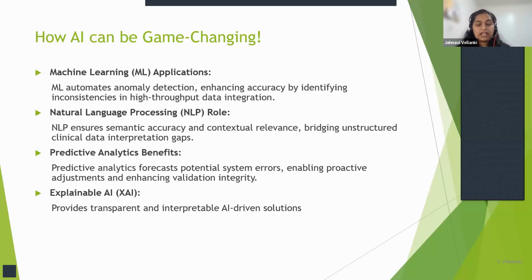So the predictive analysis can help you prepare and proactively make the adjustments as needed. Explainable AI is basically it provides transparent and interpretable AI-driven solutions. This model is auditable, which is crucial for regulatory compliance. It ensures that the stakeholders can understand why a model flagged a certain data or predicted an error.